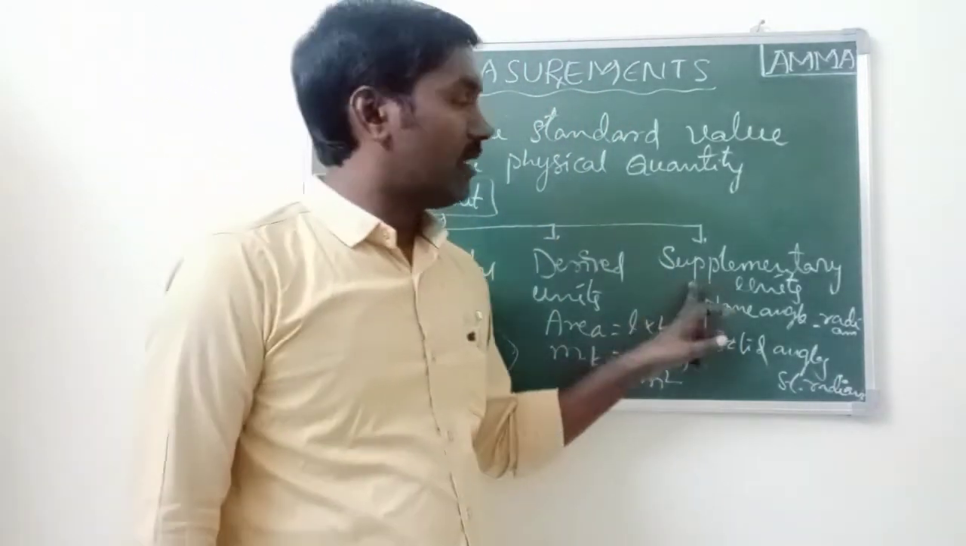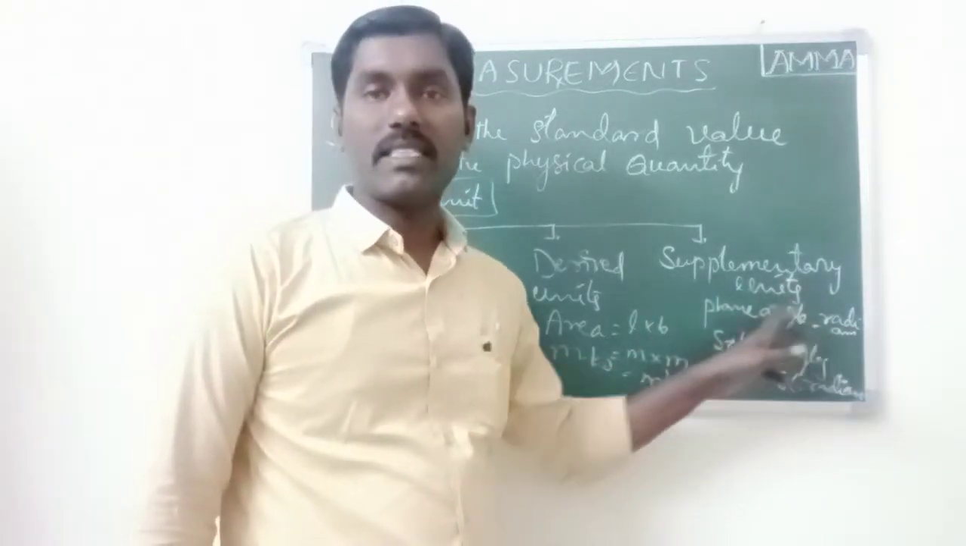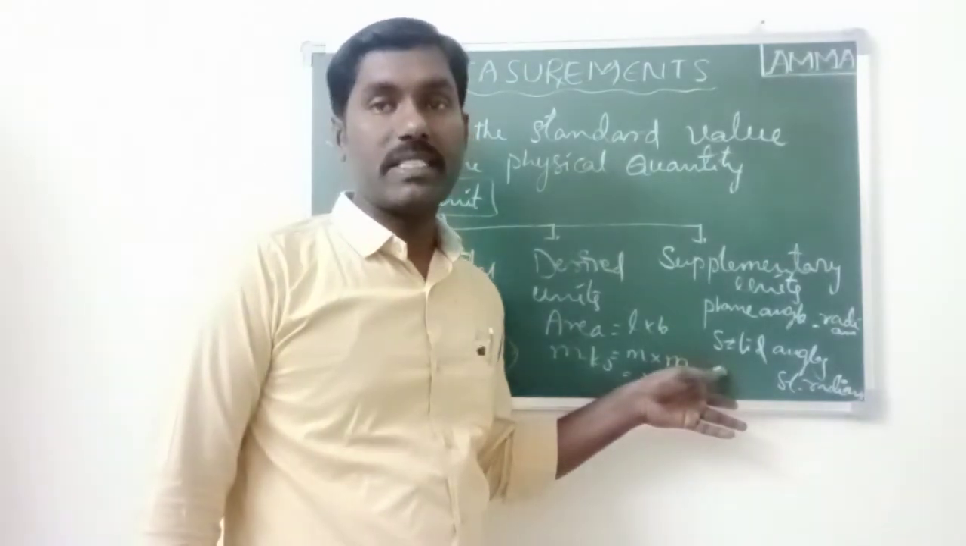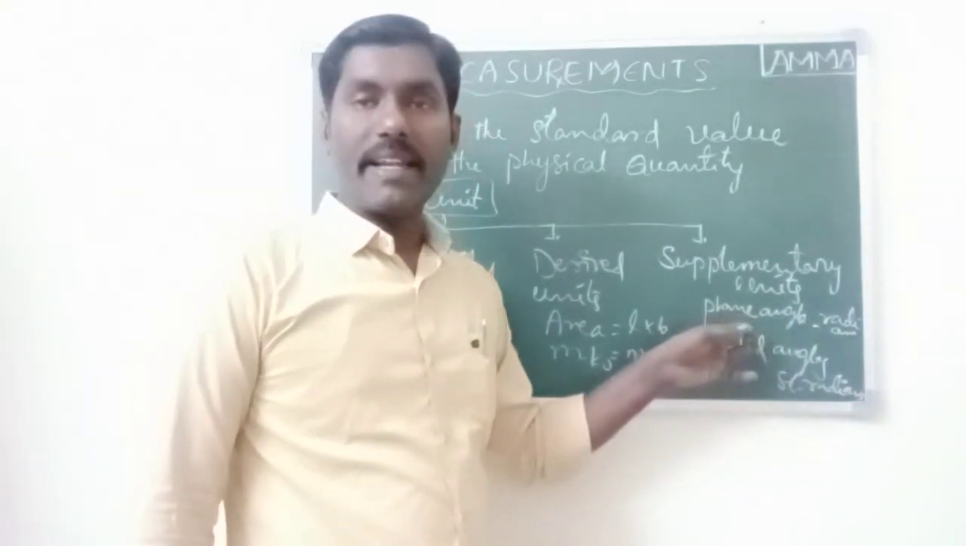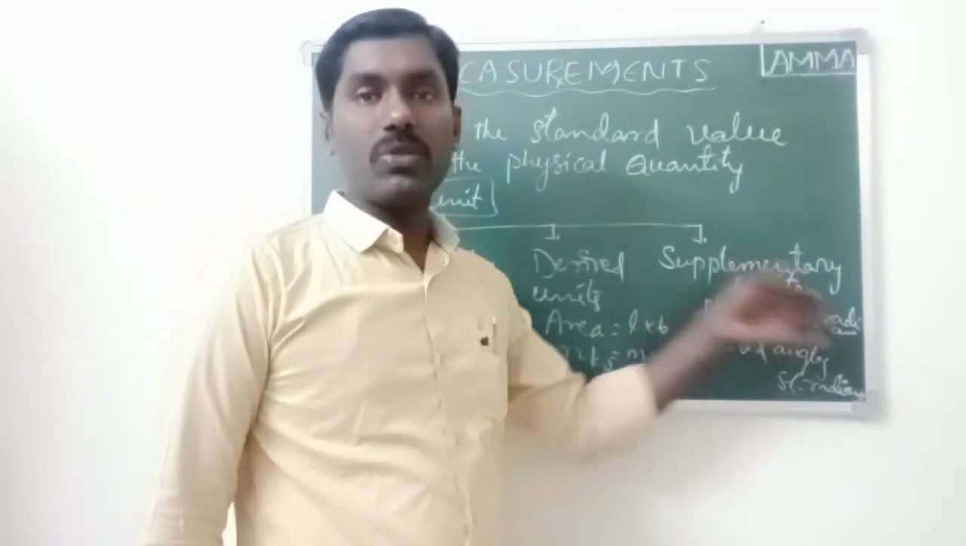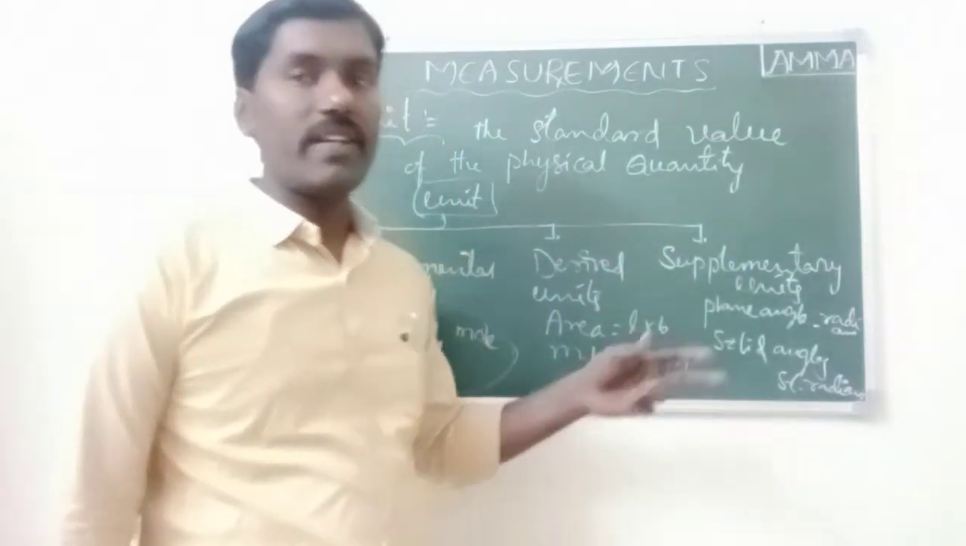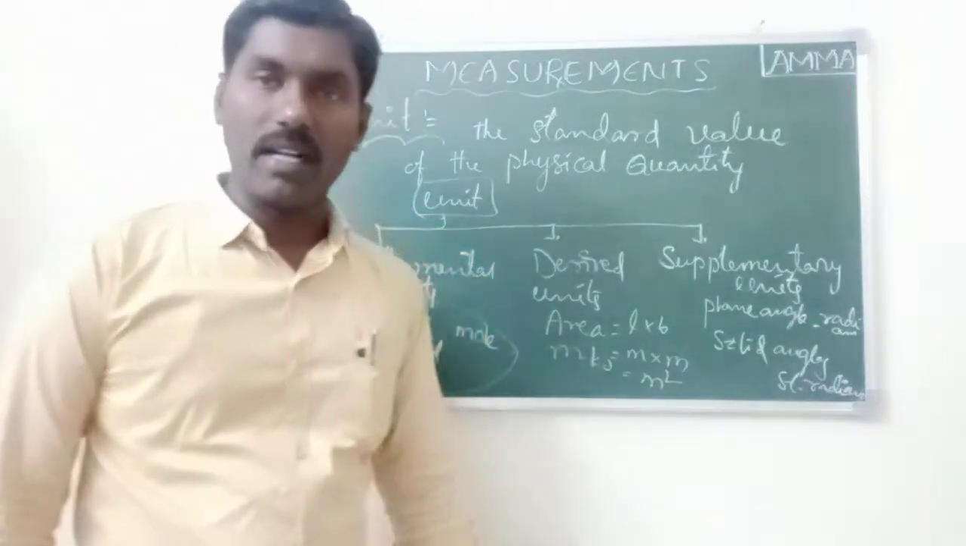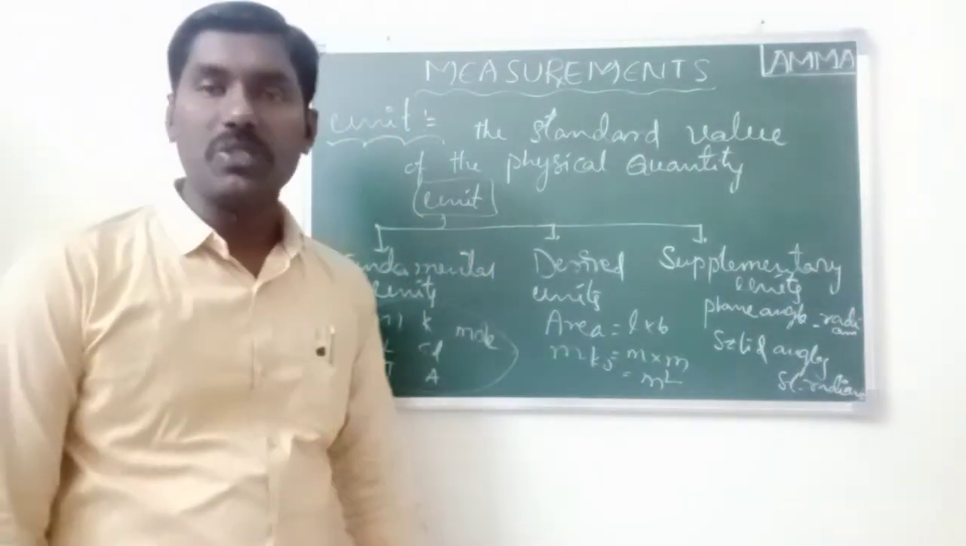So students, the units of supplementary physical quantities are called supplementary units. There are two supplementary physical quantities, plane angle and solid angle. These units we call supplementary units only. We have two supplementary quantities, that's why we have two supplementary units also. So these are the types of units, students.